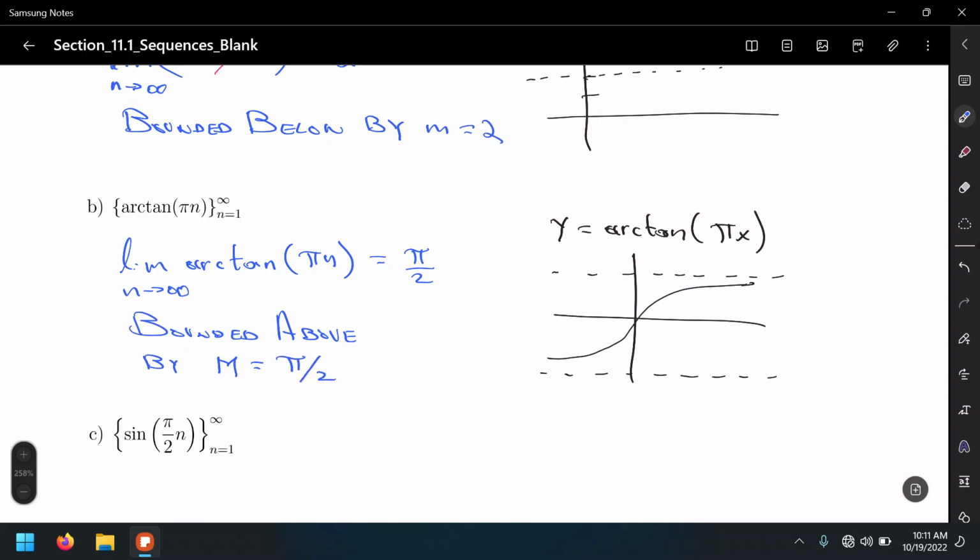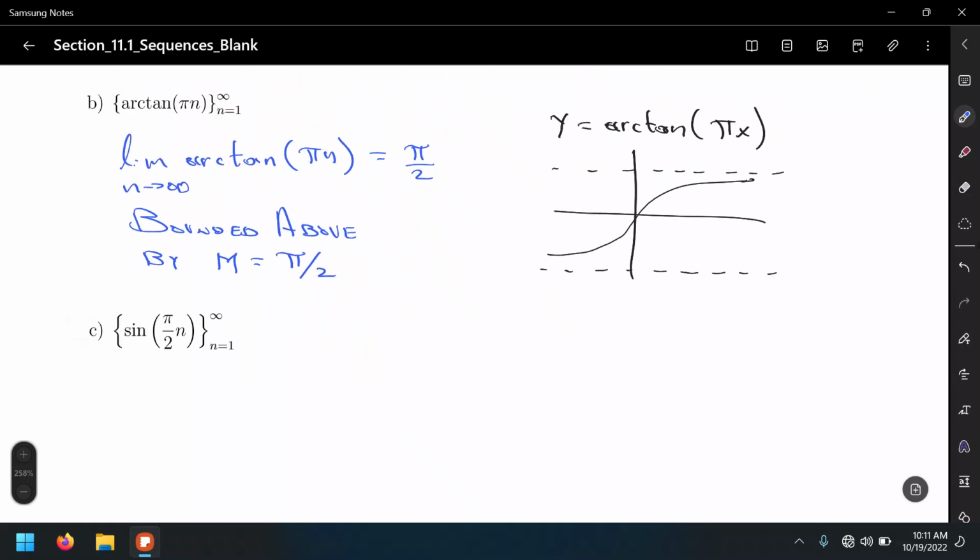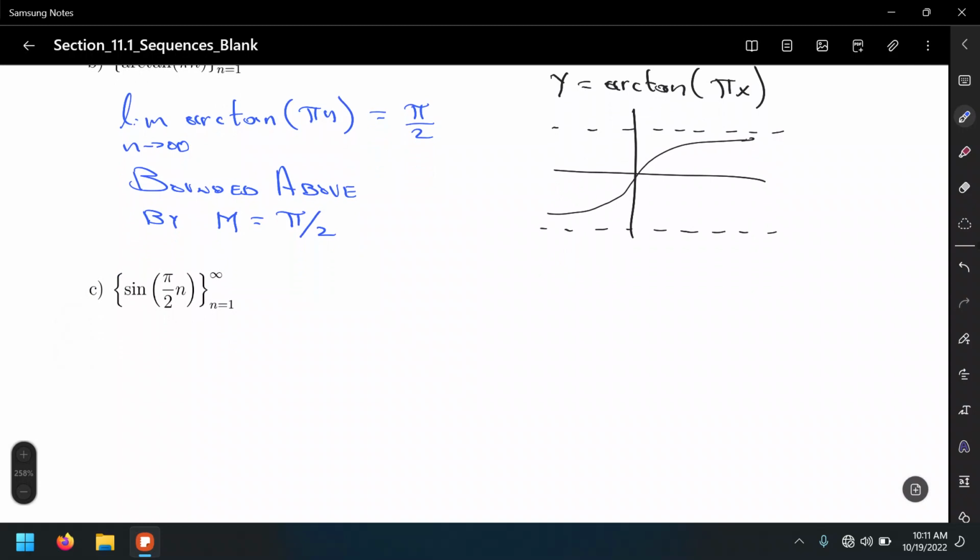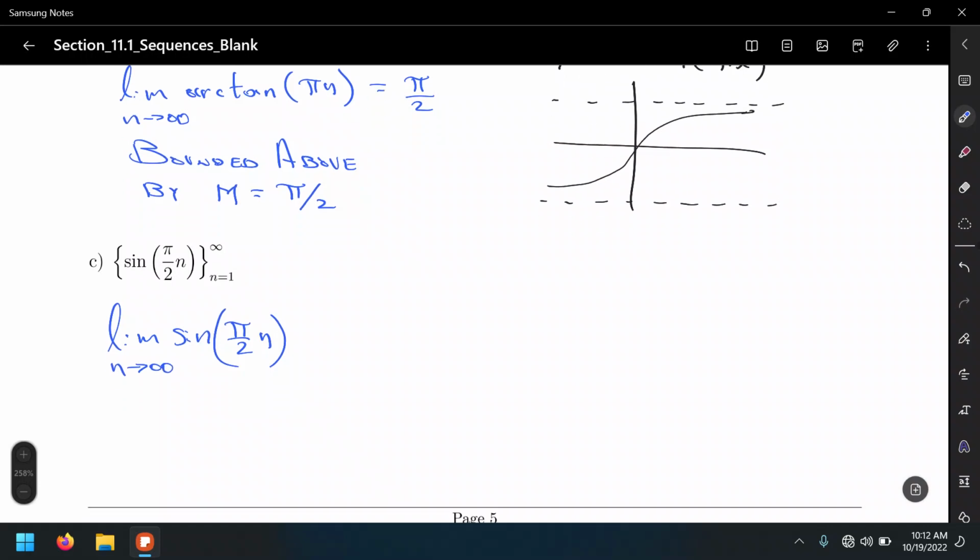All right. Let's have a look at the next one. Okay, so letter C. Sine of pi halves n. So let's write it down as a limit problem. Limit of sine of pi over 2 n as n approaches infinity. All right. Well, what's going to happen? How about we list some of the terms of the sequence in this case, because for n equals 1, that'll be sine of pi over 2. But what's sine of pi over 2? 1.